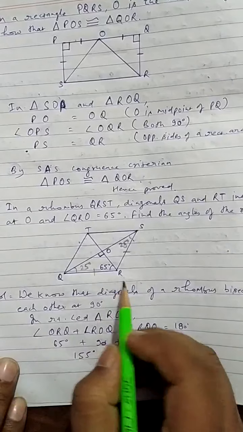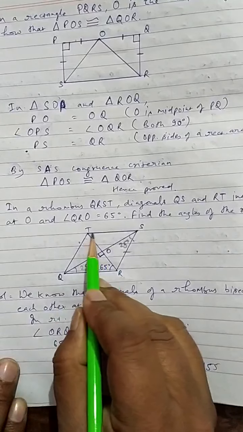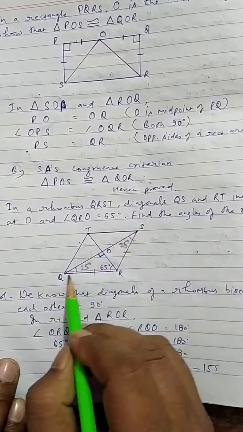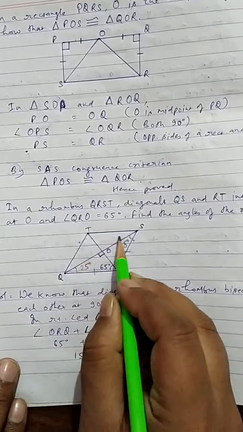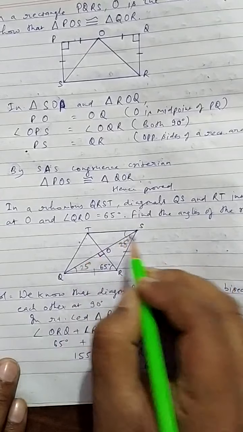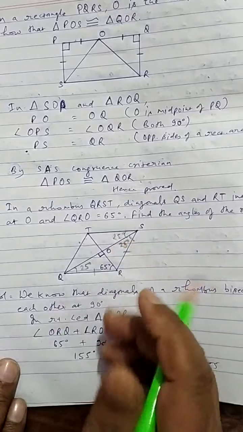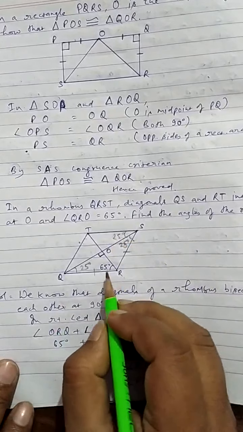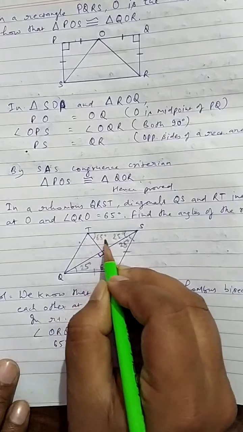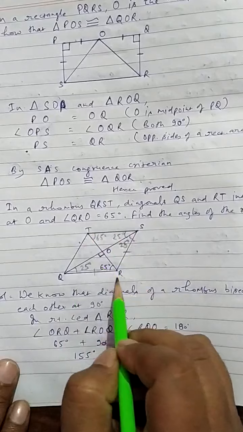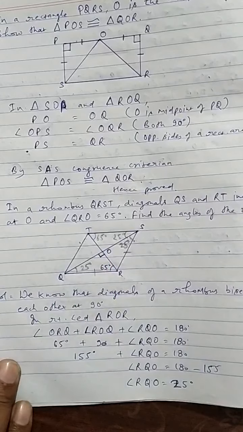Next, we know that alternate angles TSQ and SQR. So this angle will be copied here using alternate angles. And using alternate angles, this 65 degrees will be copied here, because this makes a Z shape here. Whenever there is a Z shape, alternate angles are made.